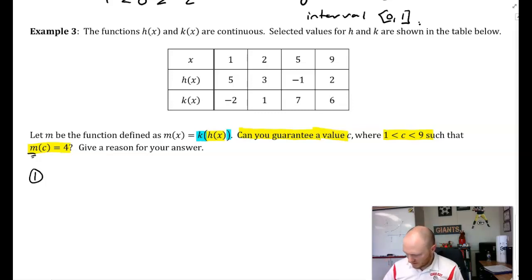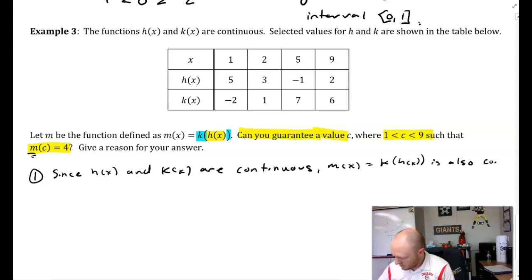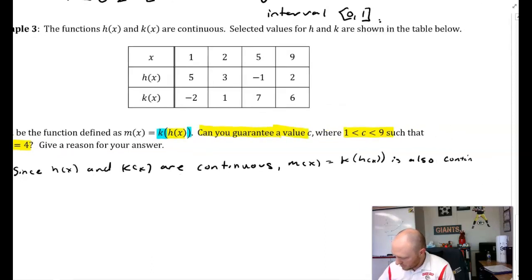And I'll just go ahead and write that here. This is more for you. So since h of x and k of x are continuous, m of x, which is k of h of x, is also continuous. Okay, there's condition number 1.